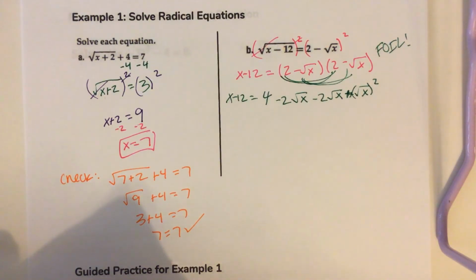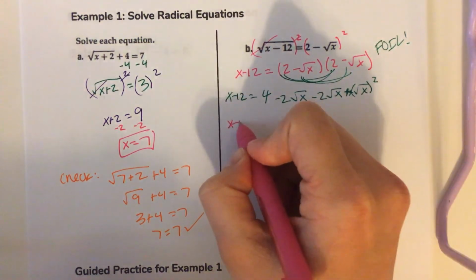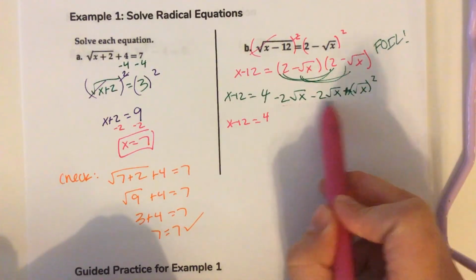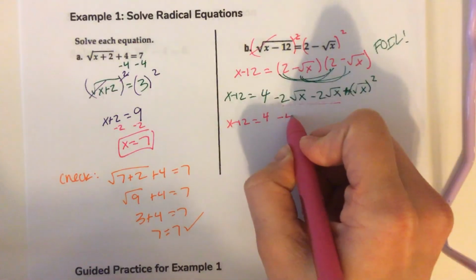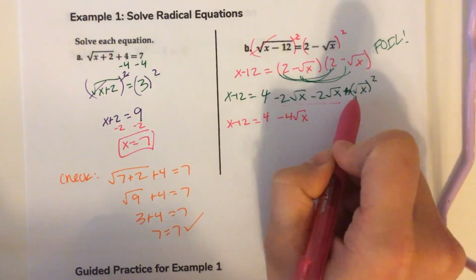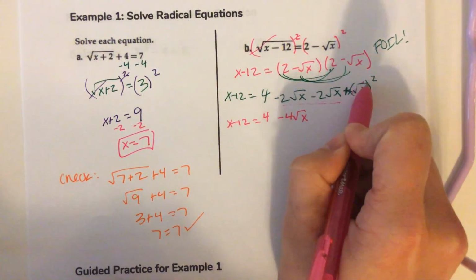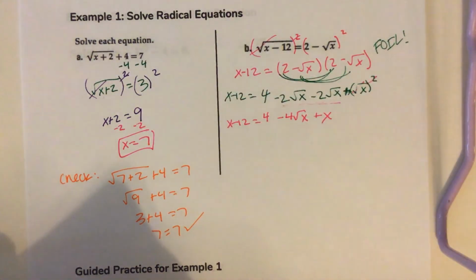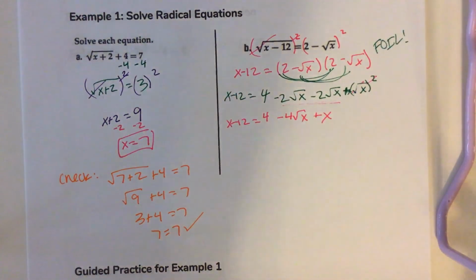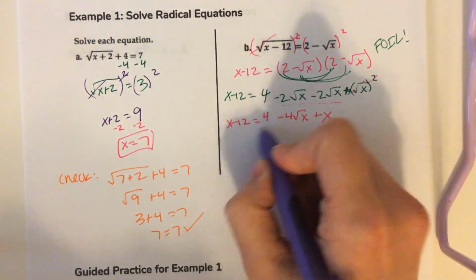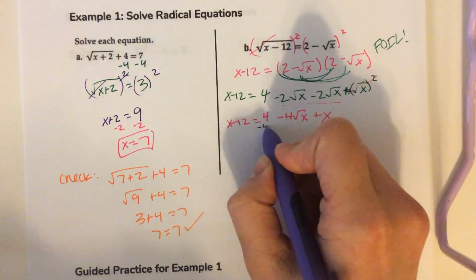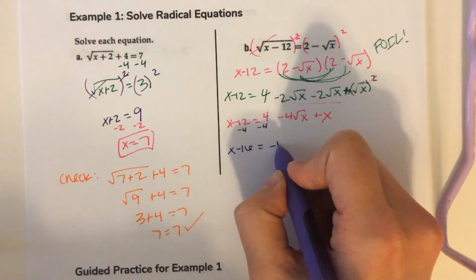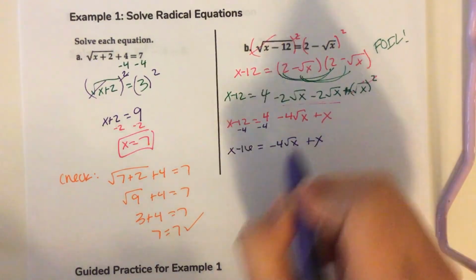So if I go to clean this up a little bit, I still just have x minus 12 on this side. 4, combine like terms right here to get minus 4 square root x. Square root of x squared, those just cancel and this just becomes x. So now let's move some stuff around and see what happens. Well, I can combine these two right here. So I'm going to subtract this 4 to get that x minus 16 equals negative 4 square root x plus x.